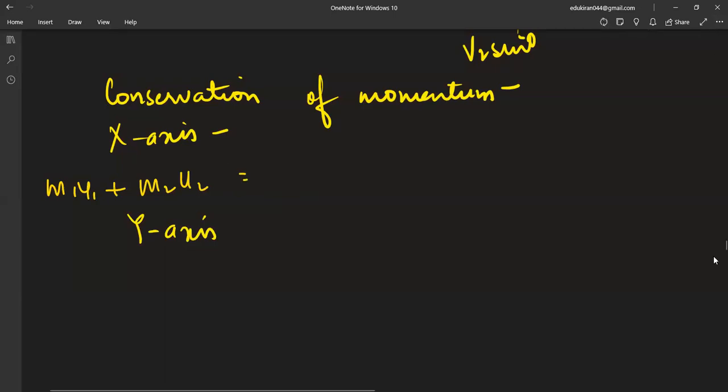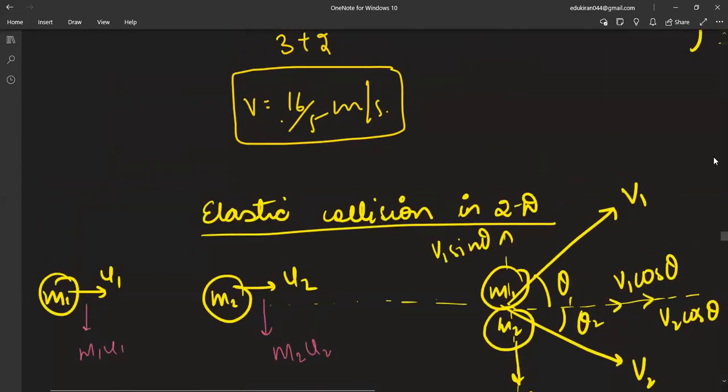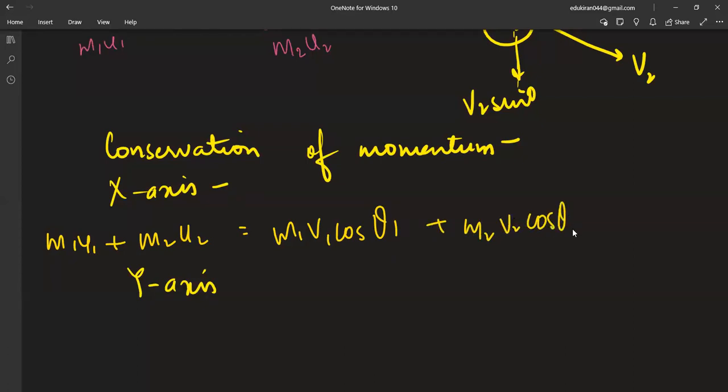Now finally, what is happening? How will you take the velocity? We used to take M1V1 only, but now this will become M1 into V1 cos theta 1. Instead of just taking M1V1, we take V1 cos theta. So this becomes M1 V1 cos theta 1 plus M2 V2 cos theta 2.